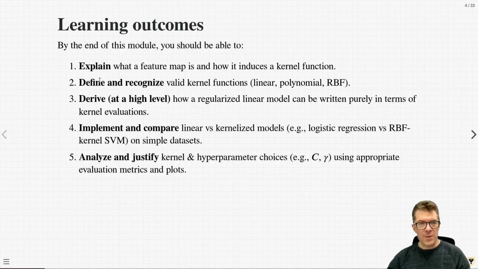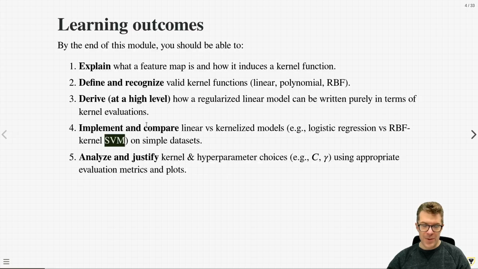By the end of this module, you should be able to explain what a feature map is and how it induces a kernel function. You'll be able to define and recognize valid kernel functions like linear, polynomial, and RBF. You'll be able to derive, at a very high level, how a regularized linear model can be rewritten purely in terms of kernel evaluations. You'll be able to implement and compare linear and kernelized models.